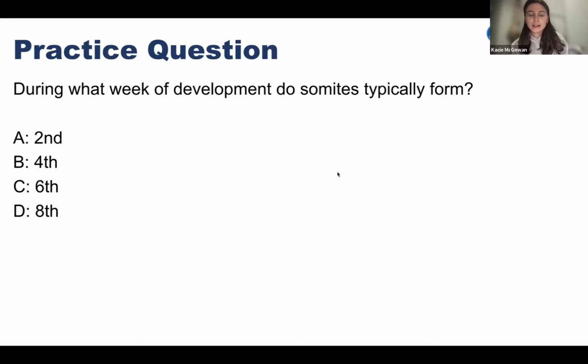Okay, great. So the answer to this is going to be B, but honestly, between B and C, both are pretty close. Typically we see the first somites forming around the end of week 3, maybe days 20, 21, 22. But then they form one by one at a very specific timing until you have the final number of them. So typically we would say the 4th week of development, because they form one by one and that does take time.